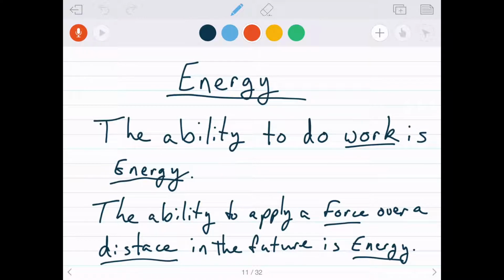So last time we talked about work. So today we're going to talk about energy. And energy at a basic level is the ability to do work. Another way to look at that is to substitute the definition for work, because work is a force applied over a distance. So if we substitute that in for our definition of energy, we would get a definition that says energy is the ability to apply a force or create a force over a distance in the future.